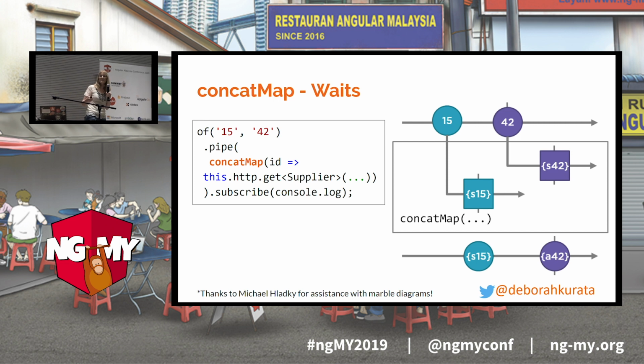Here again, I have an observable of 15 and 42, and I'm using concatMap, and I want to thank Michael, who I think is in the back. Thank you for helping me with the marble diagrams.